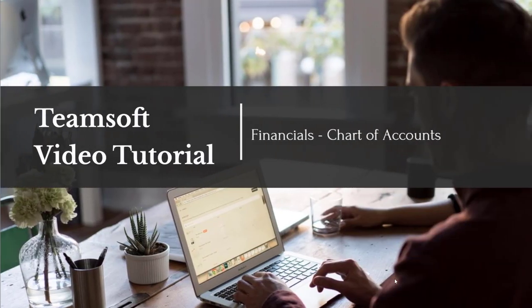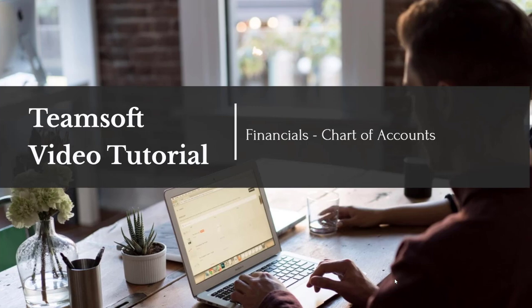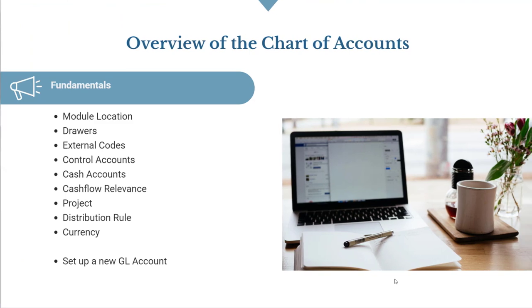This particular tutorial will be on the financials section, and we're going to take a close look at the chart of accounts. These are some of the areas that we will be looking at. We will take a look at where the chart of accounts is located within Business One, how it is divided up into drawers, and then some of the key features such as the external codes, control accounts, and so on. So let's dive straight in.